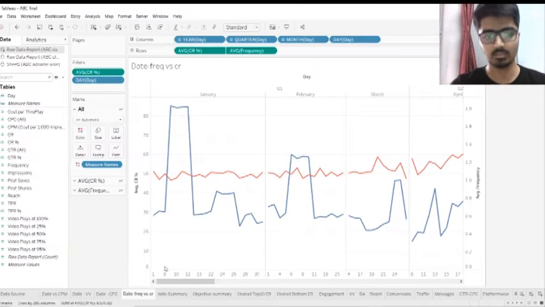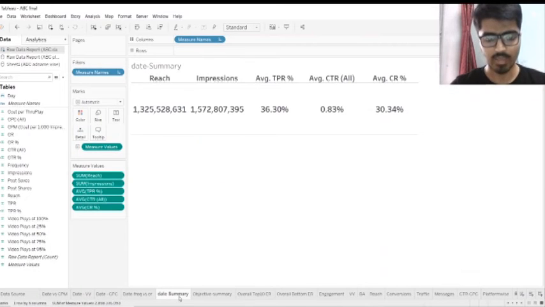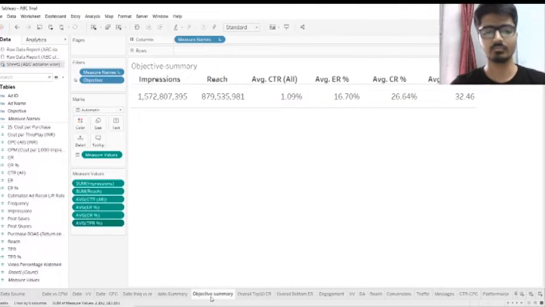This is date versus CR, conversion rate, and average frequency. Frequency means how many times a single post was seen by a user. And I have summarized all the numbers in this table: reach, impression, DPR percentage, click-through rate, and CR. And all this will be summarized in a single dashboard with a filter of date. Now moving forward, as we have divided our analysis in two parts.